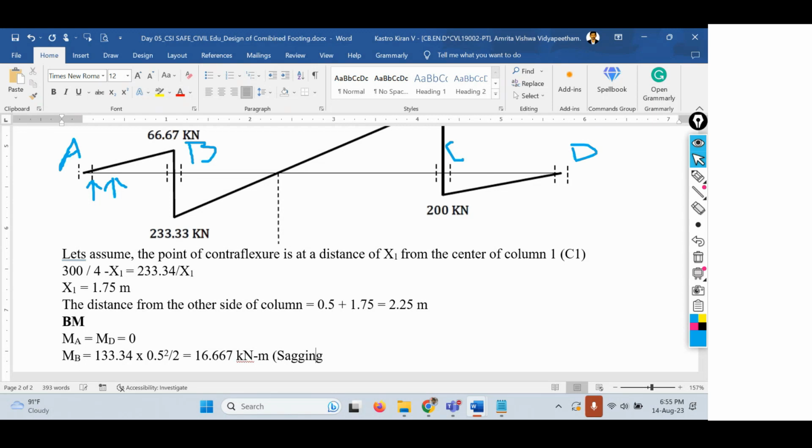Since it's a positive value, it's a sagging moment. We know this sagging and hogging moment: if it is negative, it's a hogging moment, and if it's positive, it's a sagging moment. So I'll just mark it as sagging.